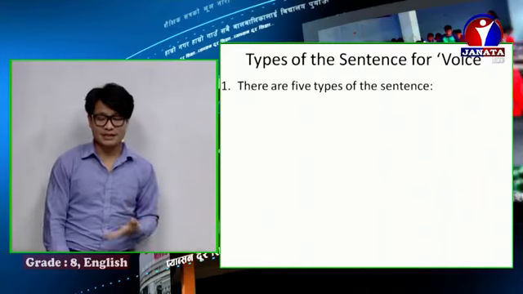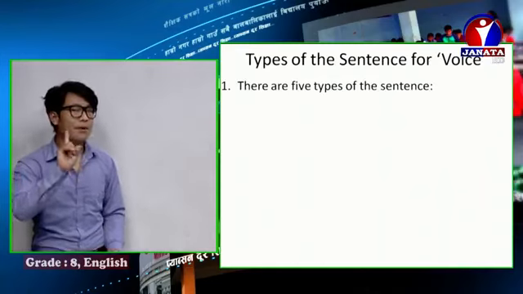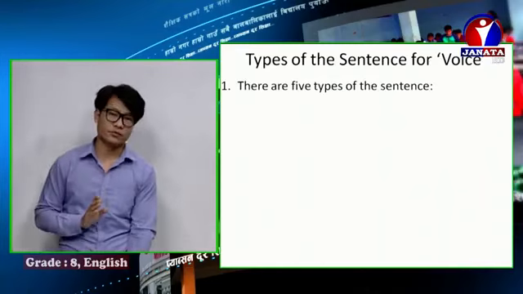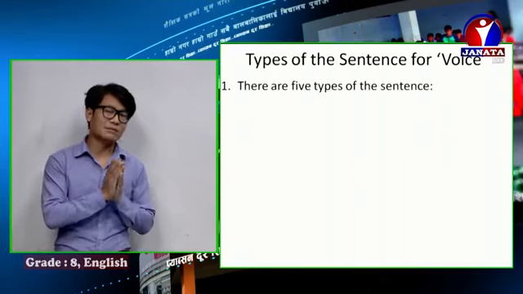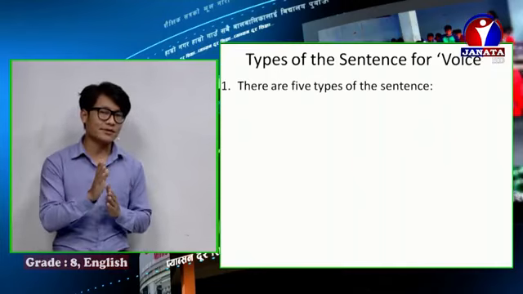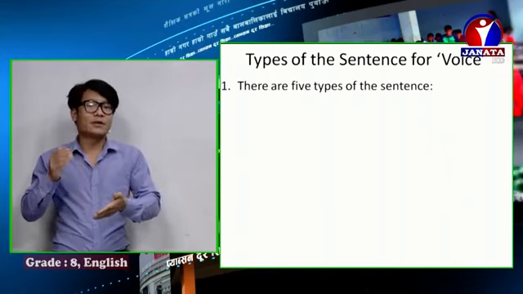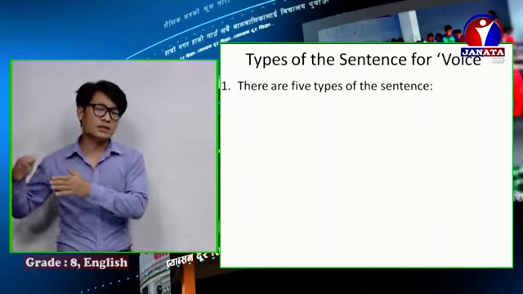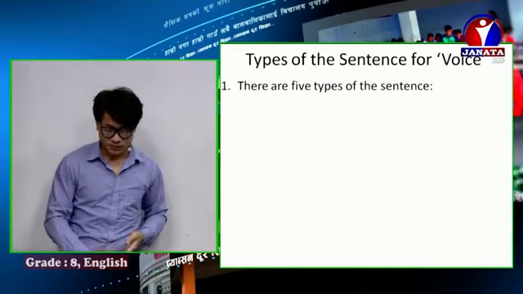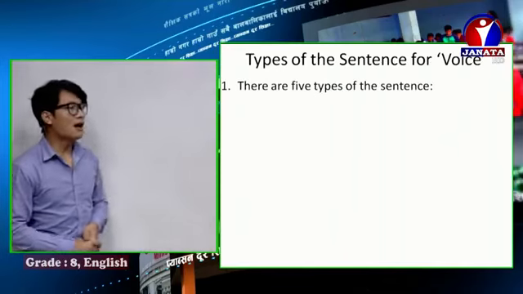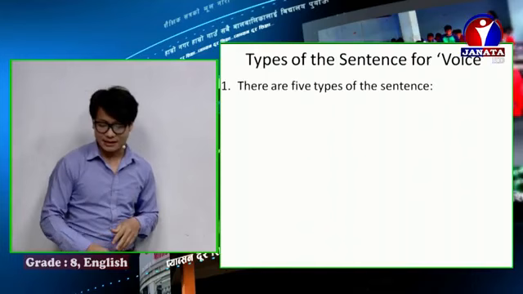Types of the sentence for voice. This is very, very important, all of you. Remember, before starting voice, you should know the types of the tense. And you should also know how many types of the sentence are used in passive voice. Okay. So obviously there are 5 types of the sentence.